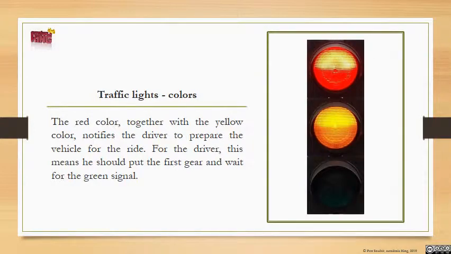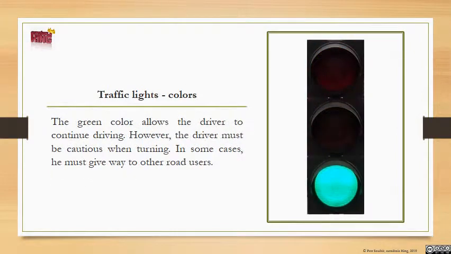The red color, together with the yellow color, notifies the driver to prepare the vehicle for the ride. For the driver, this means he should put the first gear and wait for the green signal. The green color allows the driver to continue driving. However, the driver must be cautious when turning. In some cases, he must give way to other road users.